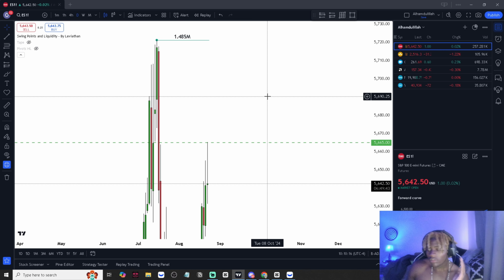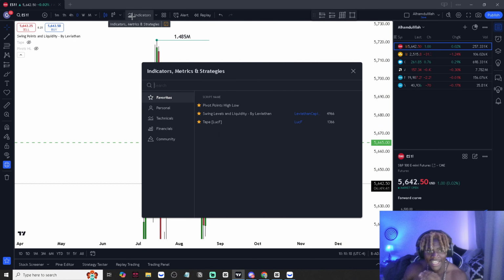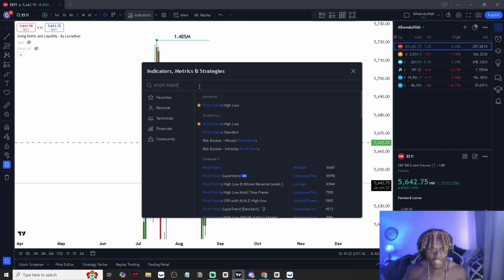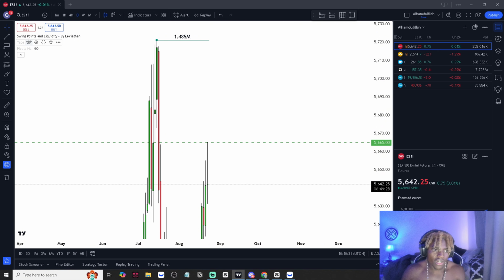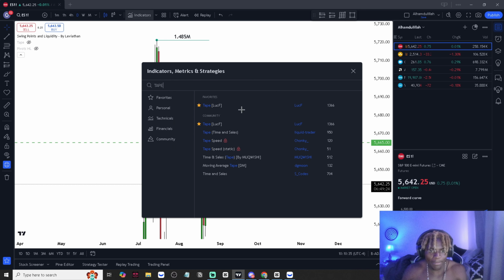Okay, so first thing you're going to want to do is head over to indicators at the top, and I want you guys to go ahead and type in pivot points high low, and I want you guys to go ahead and type in swing levels and liquidity by Leviathan, right? Go ahead and turn these on, and I want you guys to turn on tape as well. Tape, tape by Luck F. Put a star, shout out him, may Allah bless his heart.